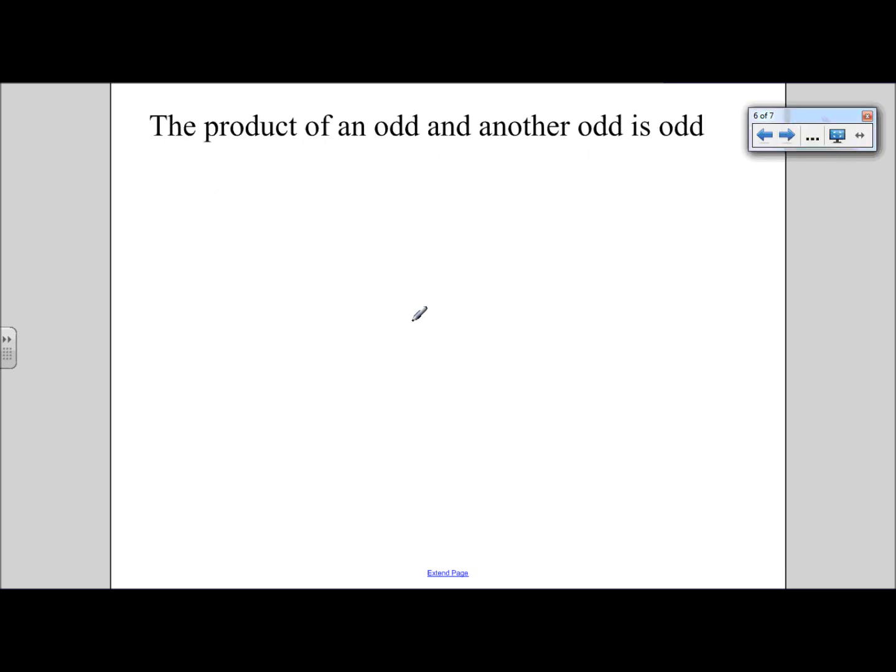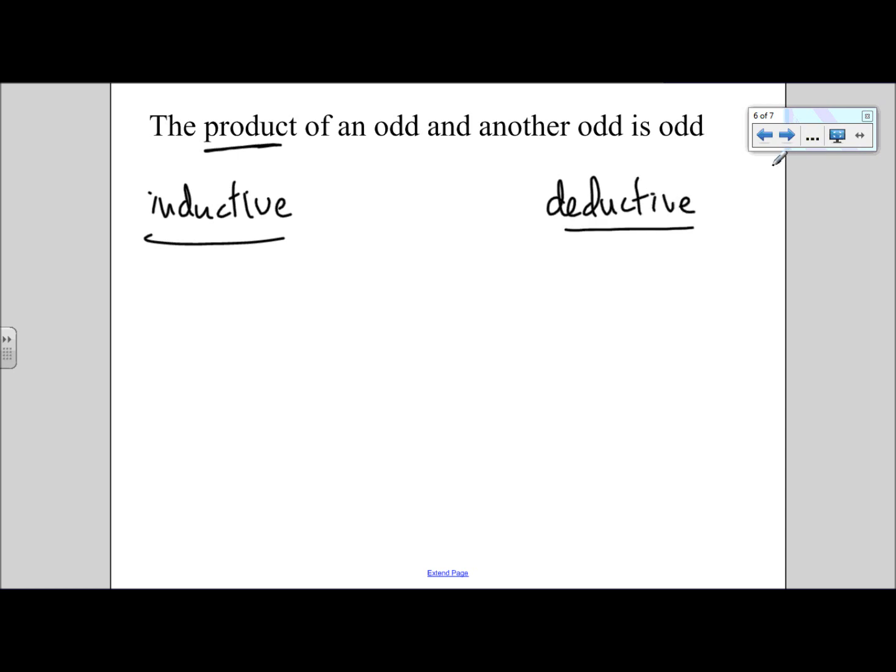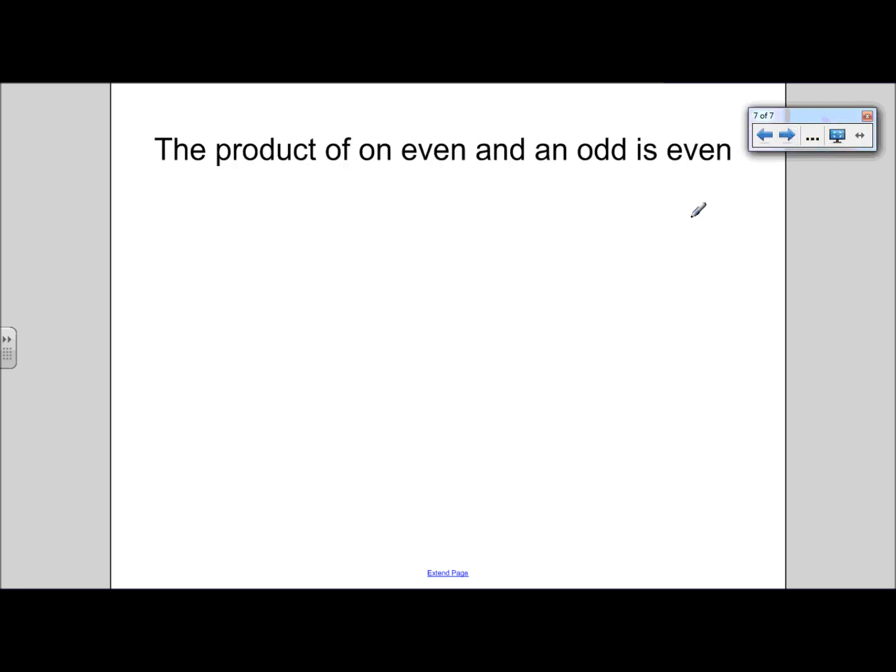What I want you to do is you're going to solve these next two for your homework. You're going to find that the product of an odd and another odd is odd. And I want you to write it as inductive. Find some inductive examples and then do deductive. And the same thing on this next slide. If you need to stop and write it down, feel free. And then this is your second problem.